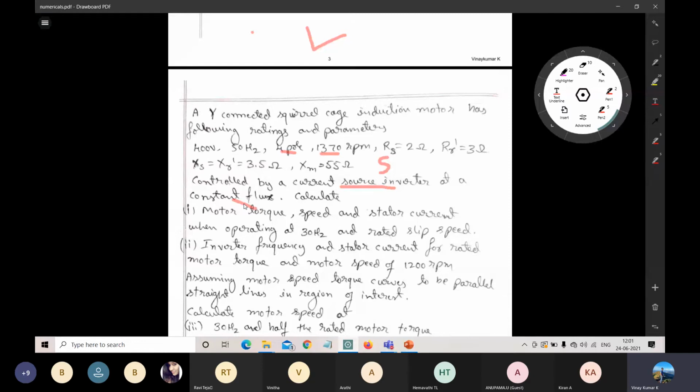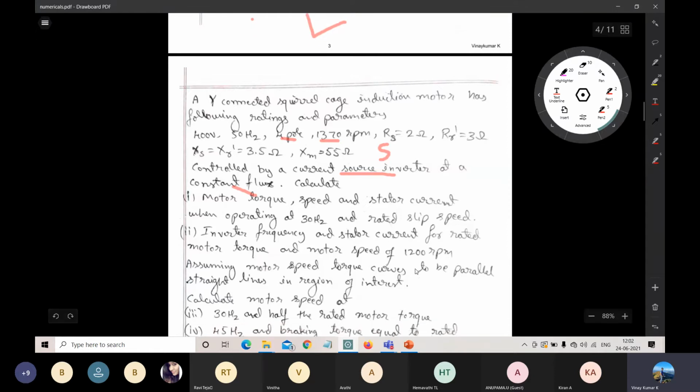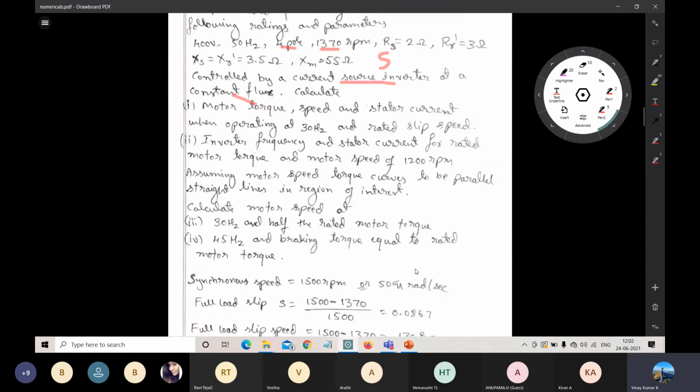Okay, so slip speed. We need to calculate the rated slip speed at 30 Hertz frequency. We need to calculate motor torque, speed, and rated stator current, that is IS. And also inverter frequency, stator current for rated motor torque, and motor speed of 1200 RPM, assuming motor speed torque curves to be parallel straight lines in the region of interest. So we need to assume that now.